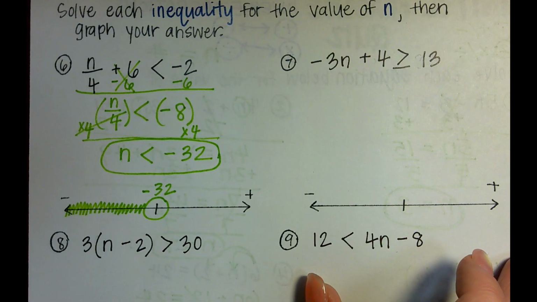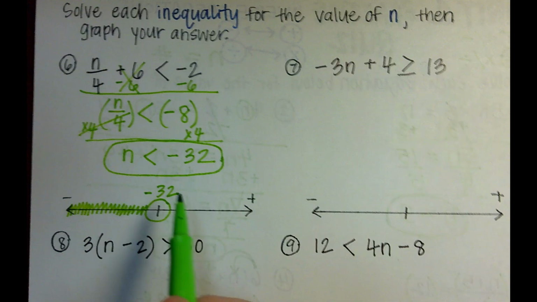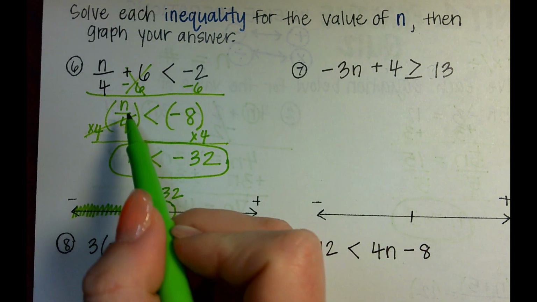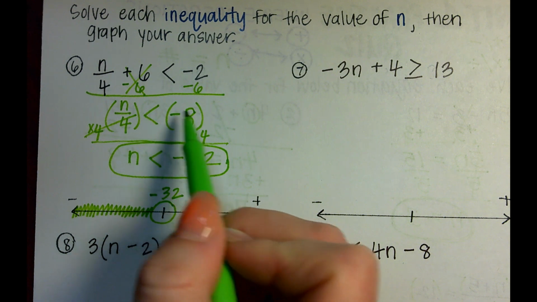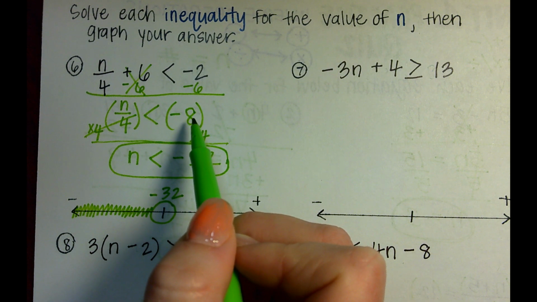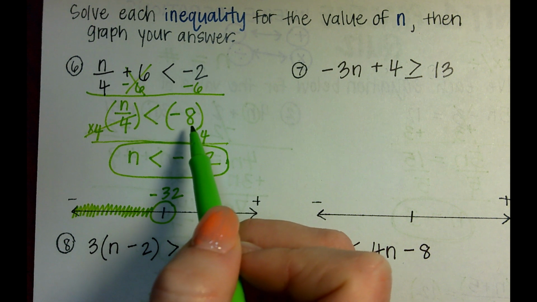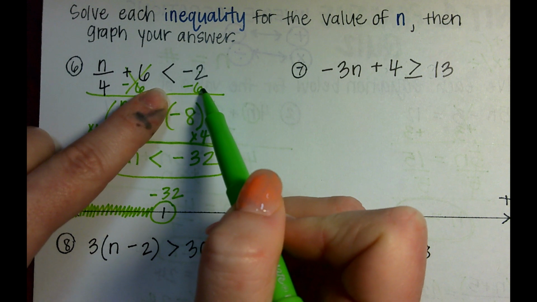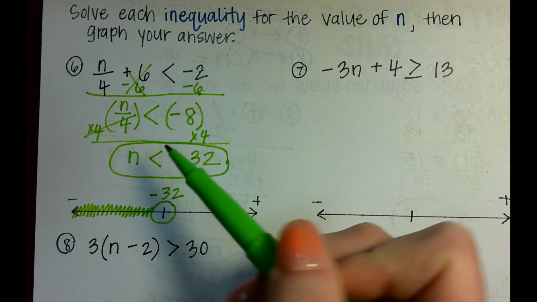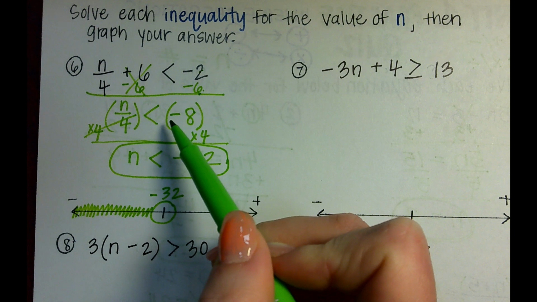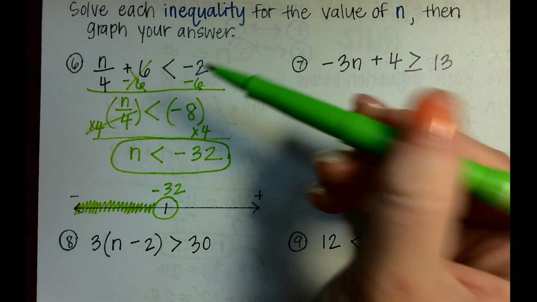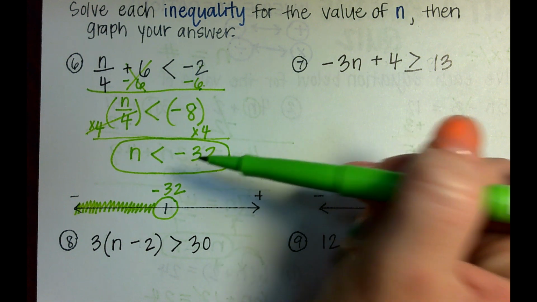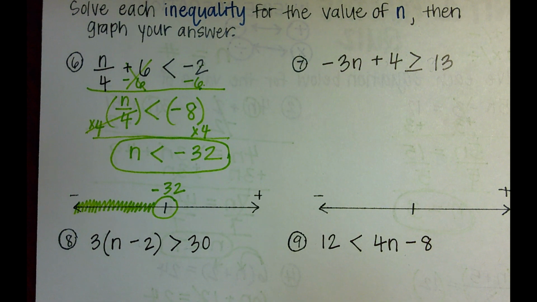I got positive 32. Positive 32. So let's see. Did you get this step correct where it was n divided by 4 is less than negative 8, or did you write positive 8? Positive 8. That's where we messed up. We started with negative 2 and then we subtracted 6, and negative 2 minus 6 is negative 8. So that will change your answer just a little bit, because when we do a negative times a positive, we get a negative answer. Does that make sense? Okay, good.